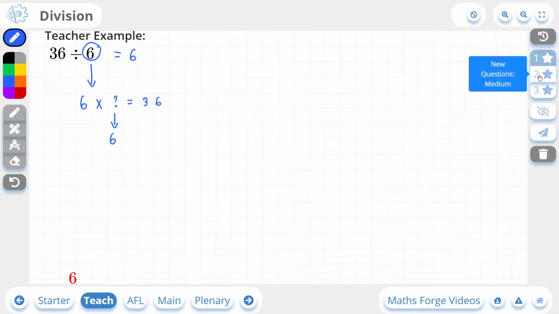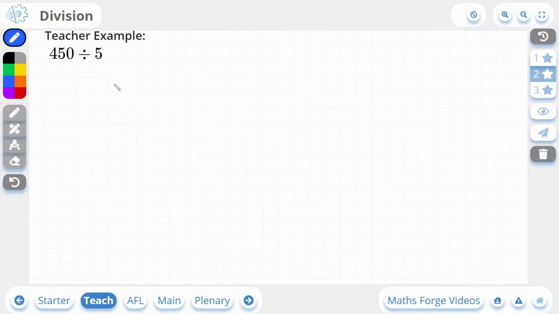Let's do 2 stars. For 2 stars, we have 450 divided by 5. Now, when you're dealing with larger numbers, it's best to have a method to approach it. And in this lesson, we're going to be doing short division, also known as the bus stop method. So we begin by drawing these 2 lines, which you can see why it's called the bus stop method. It looks like a bus stop.